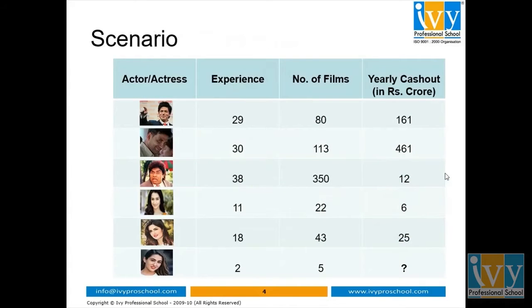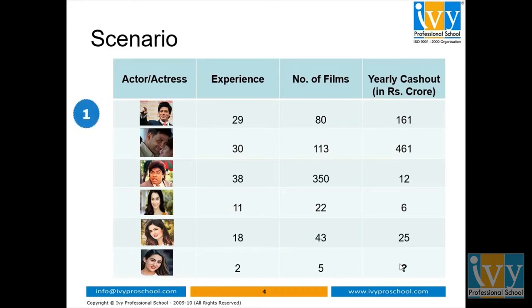Let's see a scenario. In this mini database, you can see 6 actors and actresses with their experience, that is number of years in the film industry, number of films they have acted in, and their yearly cash out in rupees crore is given. That is of Shah Rukh Khan, Akshay Kumar, Johnny Lever, Shraddha Kapoor, Katrina Kaif and Sara Ali Khan. So with this data, can you evaluate what will be the yearly cash out in rupees crore of Sara Ali Khan? This is where a decision tree can greatly help.